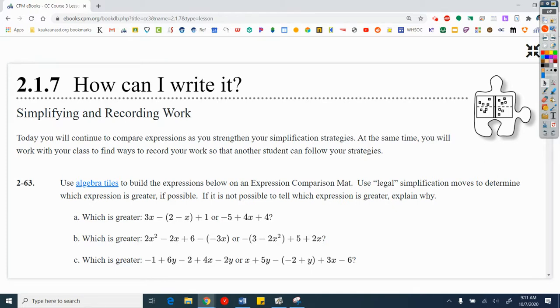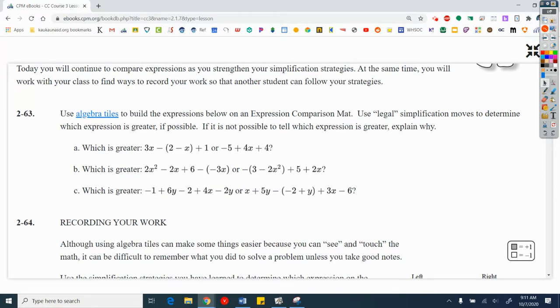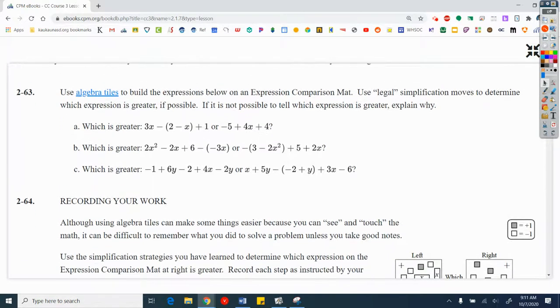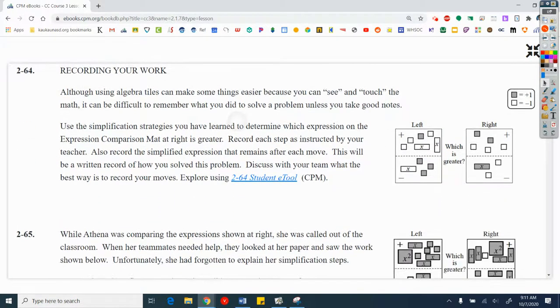All right, 263. This is going to be done as a warm-up. If you are watching the video, I want you to do these on your own. You do not have to show your work. Or if you're not watching the video, you can follow along with us as we do what's called a hot potato activity in class. After you're done doing this warm-up, let's talk about 264 together.